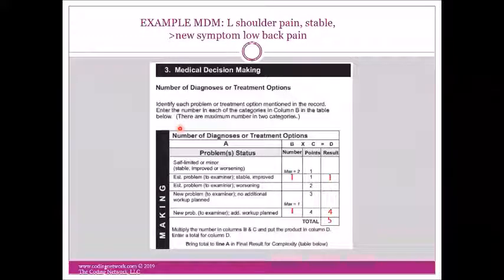But let's just quickly go over the three tables with an example. Supposing you're following a patient for shoulder pain that's stable, but they have a new symptom of low back pain. So we see on the first table that 1 point would be given for that one stable problem, but an additional 4 points for the new problem with additional workup, for a total of 5. So 5 or more points, that's one step toward high complexity, but that's only one of these tables.